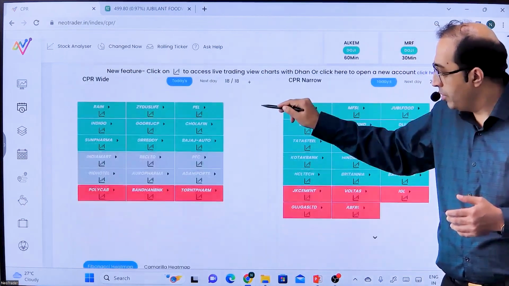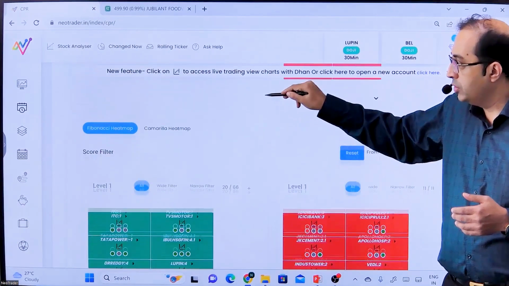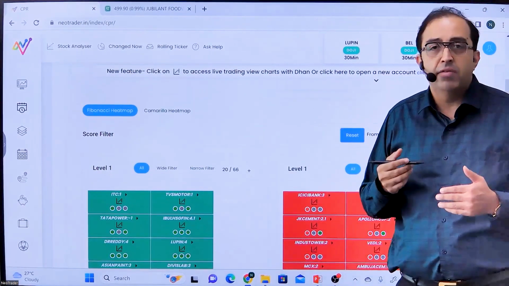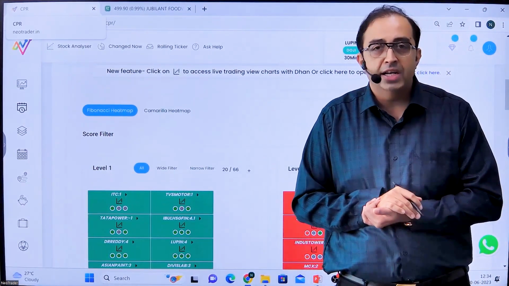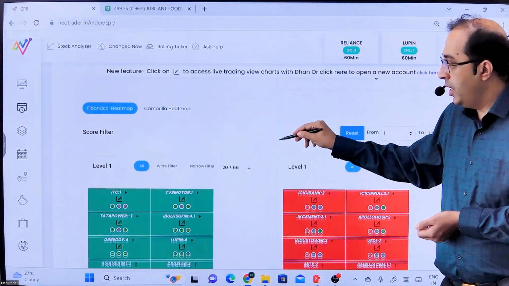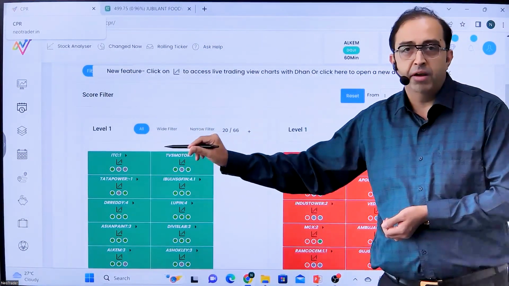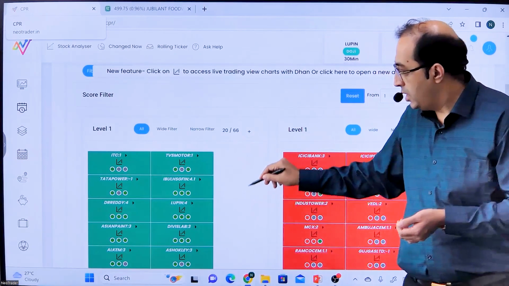And for that, we are going to check out how we can filter the stock. We have done various levels of filtration, and those are the levels you can see here. So this is our level 1.